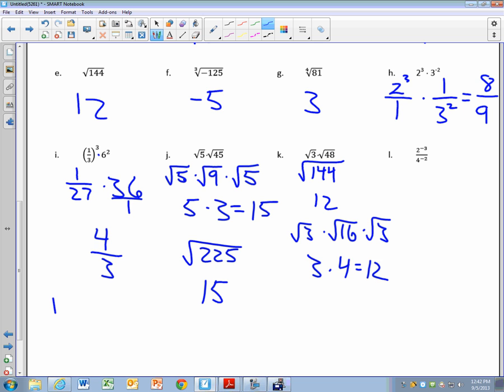Okay? All right, L, what are you going to do first? Flip them. Good. 4 squared over 2 to the third. Now just evaluate. What's 4 squared? 2 to the third. Dos. That's Spanish for 2.